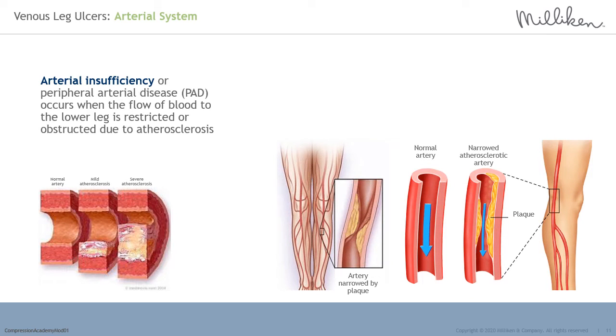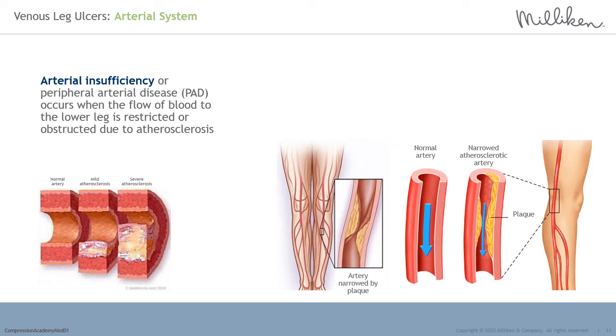Arterial insufficiency, peripheral arterial disease or peripheral occlusive disease, commonly seen in diabetic patients, occurs when the flow of blood through the arteries is reduced, restricted or obstructed due to atherosclerosis. Atherosclerosis is deposits of plaque containing cholesterol, a fatty substance, cellular waste products, calcium and fibrin.